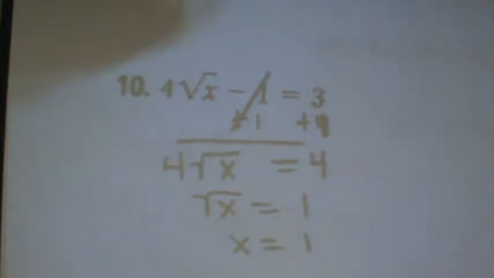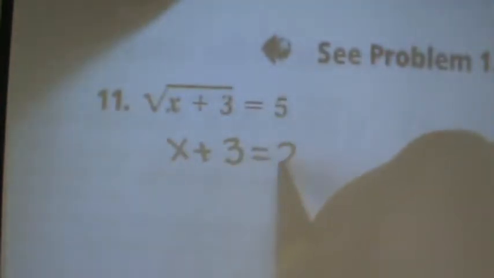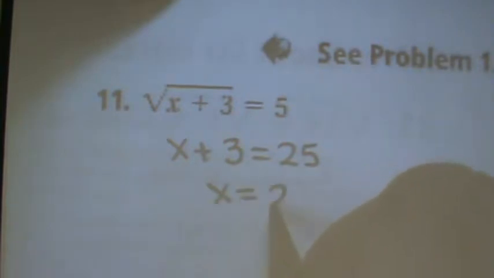1. Number 11. X plus 3 equals 25. You're squaring both sides, and then subtract 3. X equals 20. So some of the stuff you guys can do in your head.